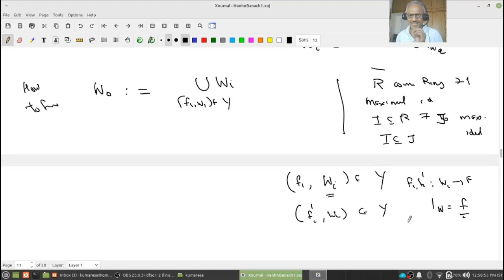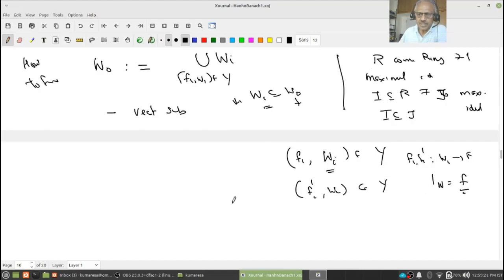Are you following? This is just to learn to think deeply, because many teachers try to avoid it. They make it very streamlined, simple. It's like leading a horse by its nose, so you don't see anything else, but you should learn to do this kind of thing. Now I claim this is a vector subspace. Notice that by definition each Wi is contained in W naught. So the only thing I have to show is that it's a vector subspace. That is where we are going to use that it's a totally ordered subset.